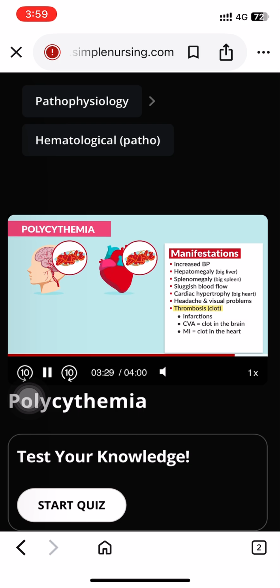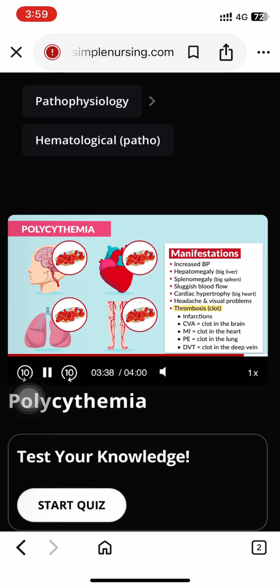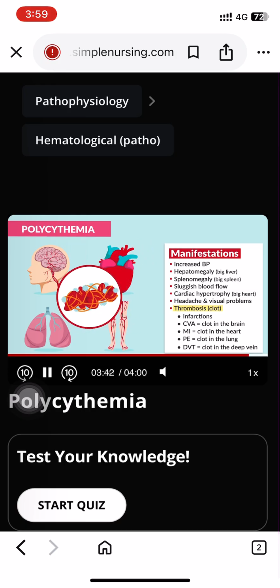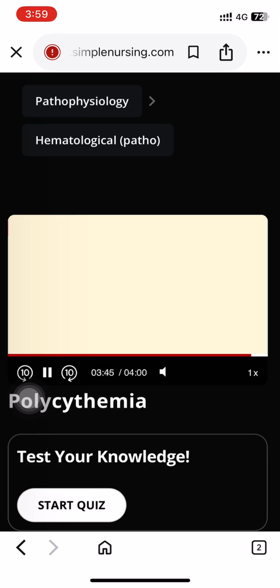An MI is a myocardial infarction, a clot in the heart. A PE is a pulmonary emboli, a clot in the lungs. And a DVT is a deep vein thrombosis, a clot in the deep veins. Basically, clots everywhere.